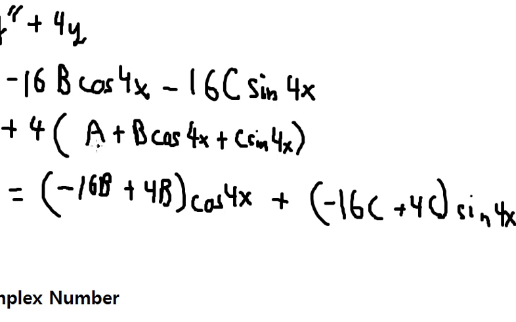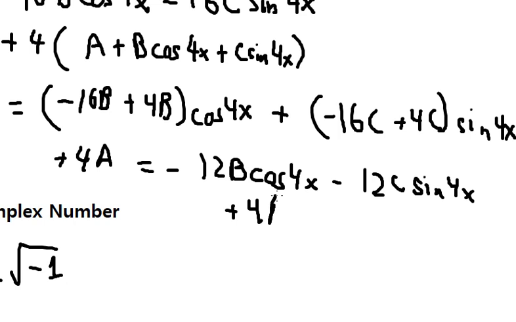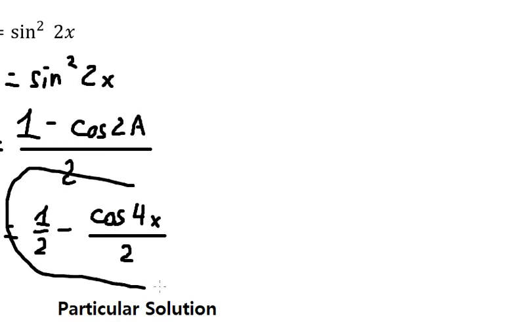The numbers we have 4a. So we simplify, and we have negative number 12b cosine 4s. This one we have negative number 12c sine 4s. This one we have 4a. Now we need to know that this one in here equals this one in here.